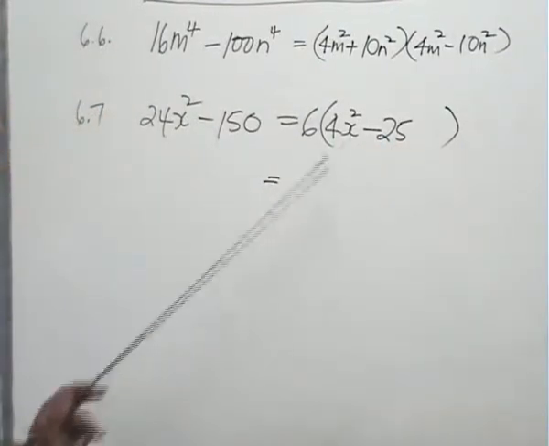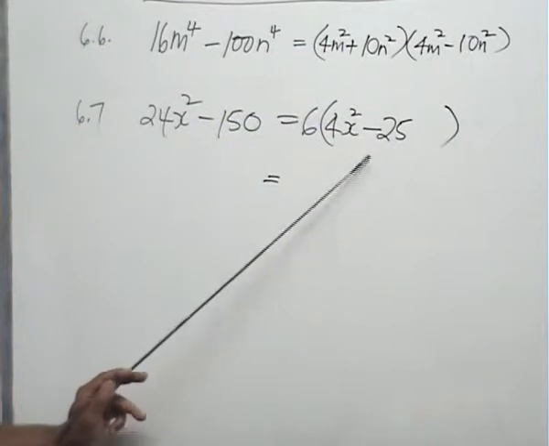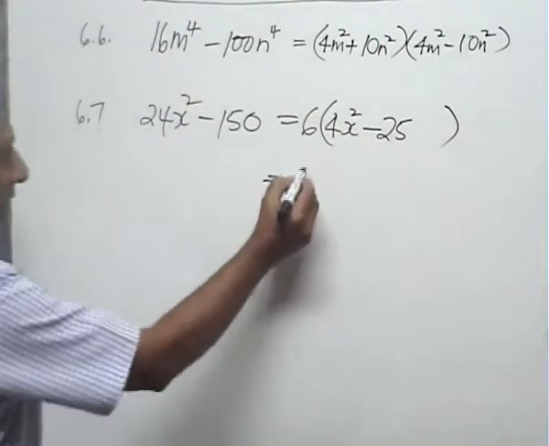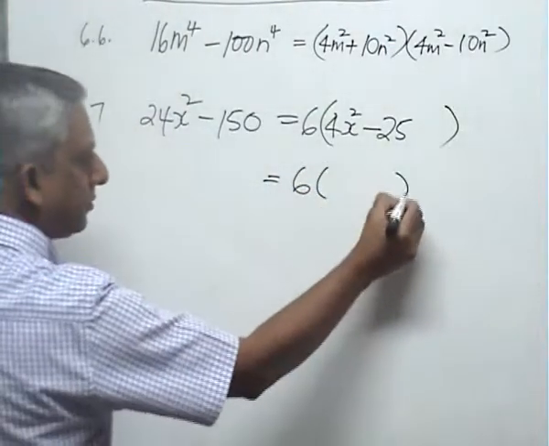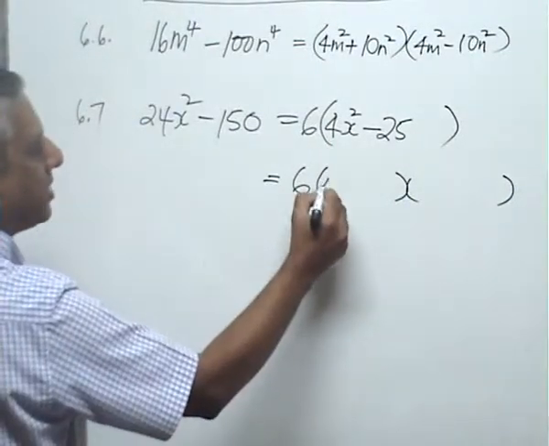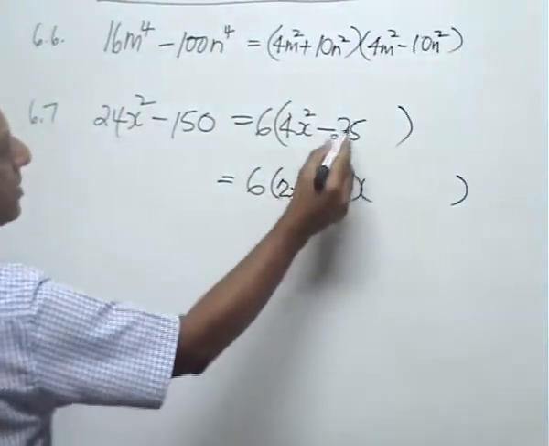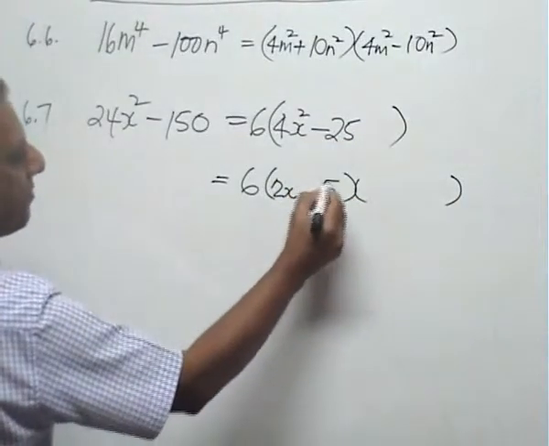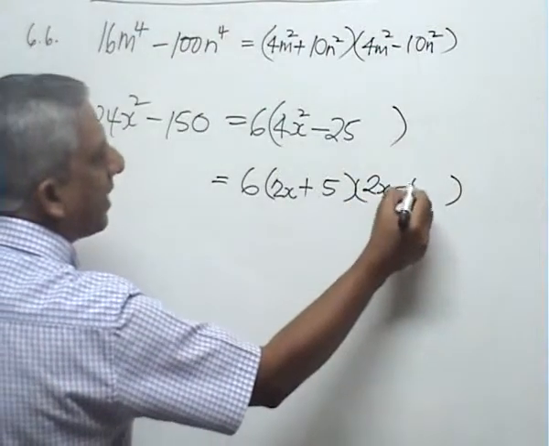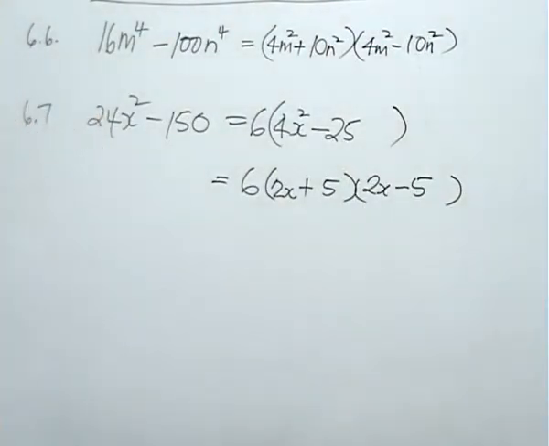Now, when you look at the second bracket, it is a difference of two squares and it must be factorized again. Bring down your 6. Square root of 4x squared is 2x. Square root of 25 is 5. One bracket will be plus and the next bracket will be minus. That's the answer for 6.7.